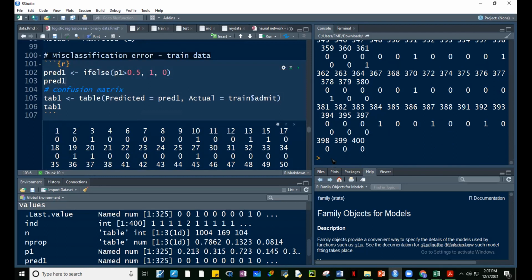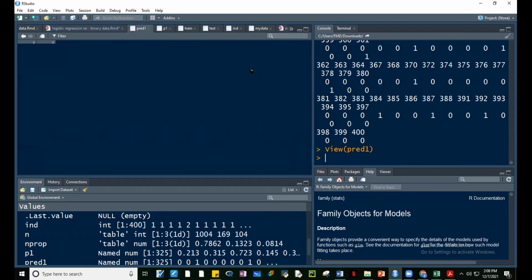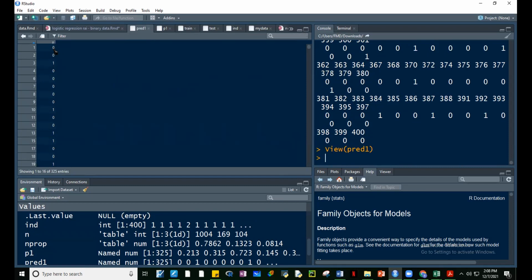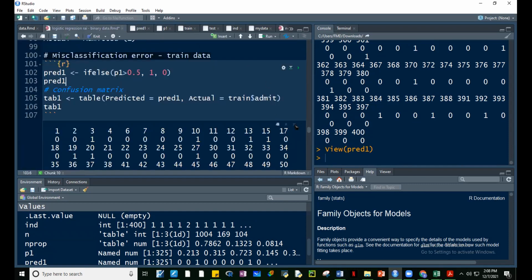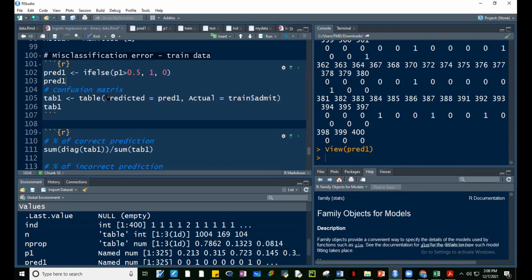Okay, so view na lang natin si pred1 para mas mabilis. Okay, so this is pred1. Yan na guys, no? That's related to P1. So this is less than 0.5. So gagawin niyang 0, 0, 1, 0, 0, 0, 0, 0, yung 10, 1. So yun ang ginawa niya dito. So we just converted our P1 into numbers of 0 and 1, into factors of 0 and 1. Why are we doing that? Because we're going to construct our confusion matrix.